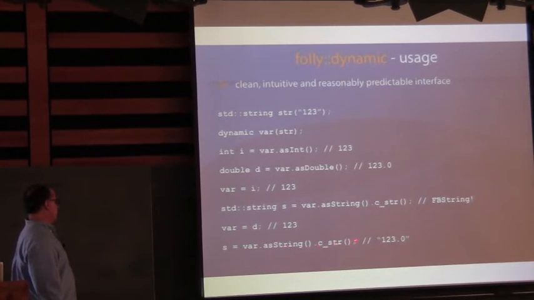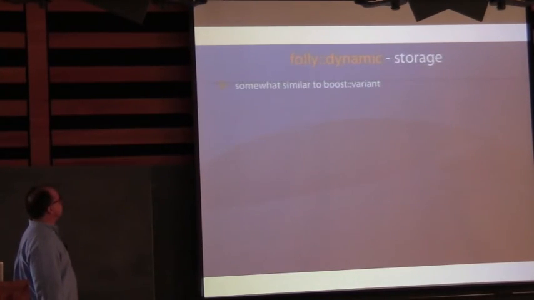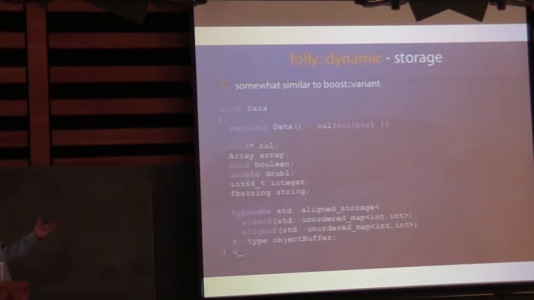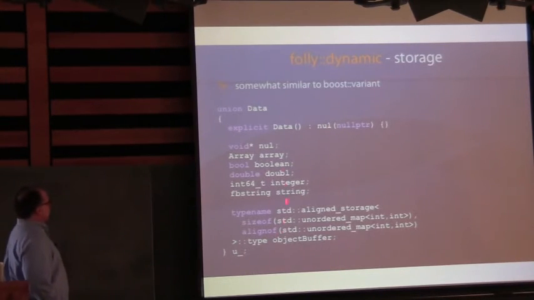And you can do also this. It's a similar thing like one here. Behind the scenes, it's somewhat similar to the Boost variant. This is what the storage looks like. So it's basically a union of predefined types. And here's the alignment again. So what we can have in there is the null, array, boolean, double, integer, and string.